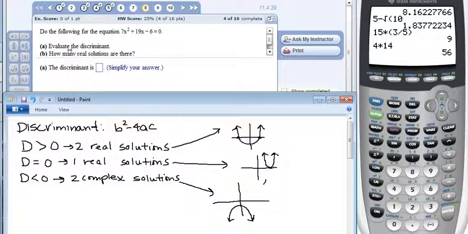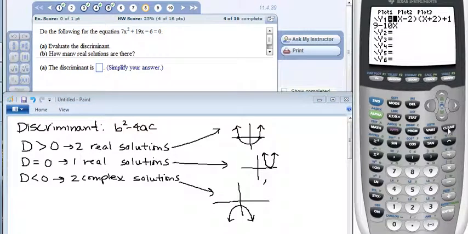Okay? So here it's asking us to evaluate the discriminant and to see how many real solutions there are. Well, let's use our calculator. We're going to do it both ways. So we have 7x squared plus 19x, so we can kind of see what to expect.